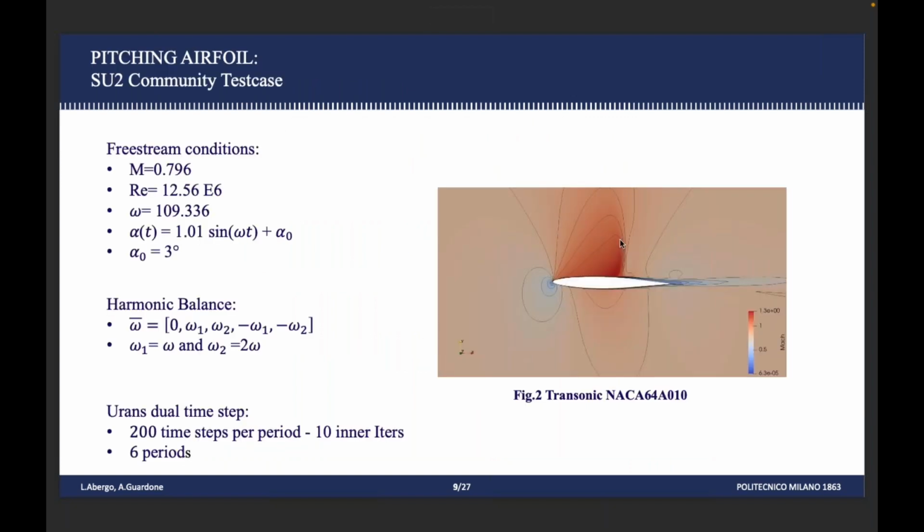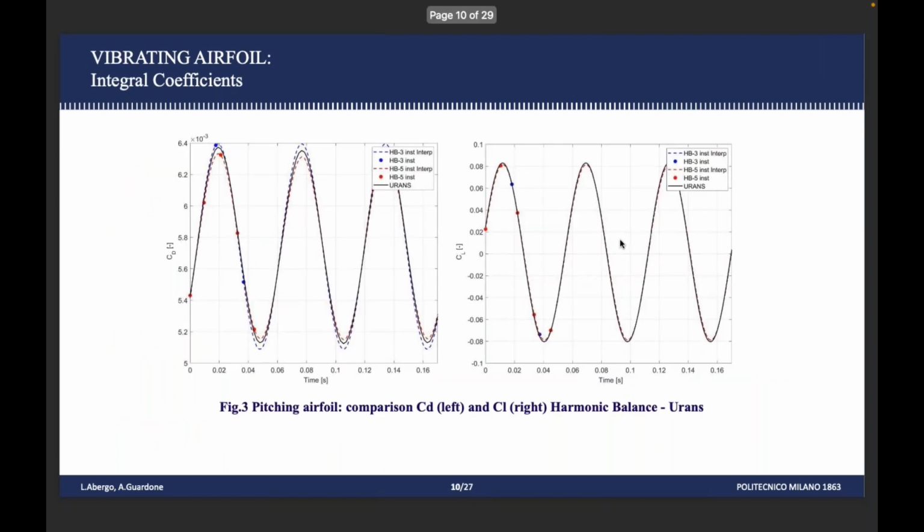So the first test case proposed by the SU2 community for harmonic balance is this pitching airfoil in transonic conditions. I have to say that the amplitude is really low. The harmonic balance solution has been performed with 3 frequencies and 5 frequencies, and then compared with a fully time-accurate URANS solution that takes 200 time steps per period and 10 inner iterations. It takes 6 periods before reaching a periodic solution. If we compare the aerodynamic coefficients, it can be seen that 3 harmonics are enough to almost well capture the history of the CD.